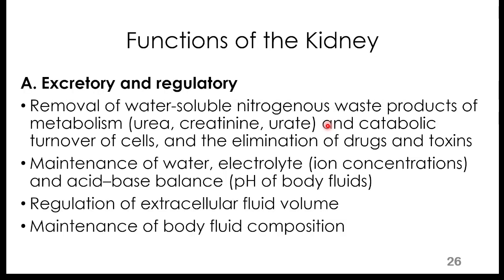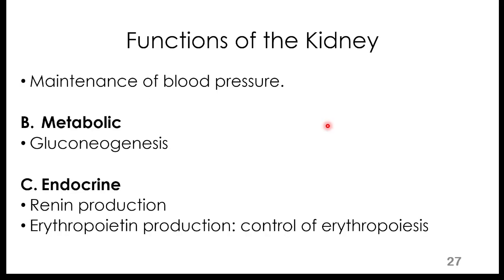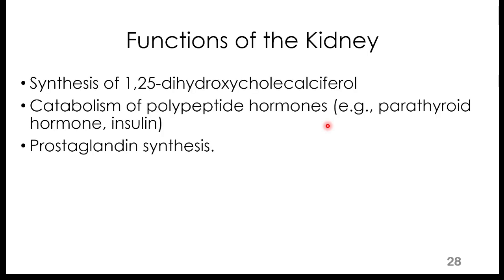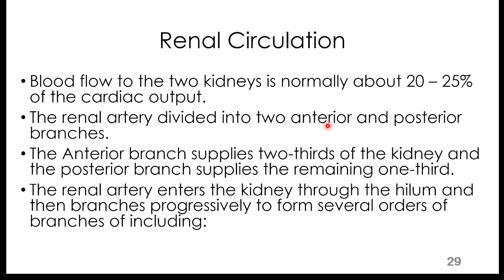All right. Now, some functions of the kidneys: they have excretory and regulatory functions, removal of nitrogenous waste products, maintenance of water, electrolyte and acid-base balance, regulation of extracellular fluid volume, and so on. We also have metabolic functions because they are involved in gluconeogenesis, as well as endocrine functions, production of renin, erythropoietin, and other hormones. All right. So let's now talk about renal circulation.